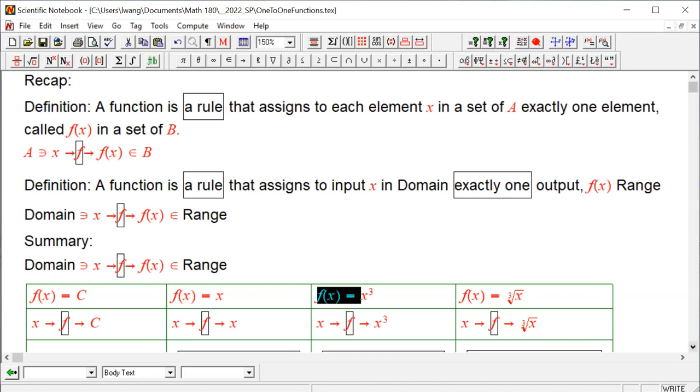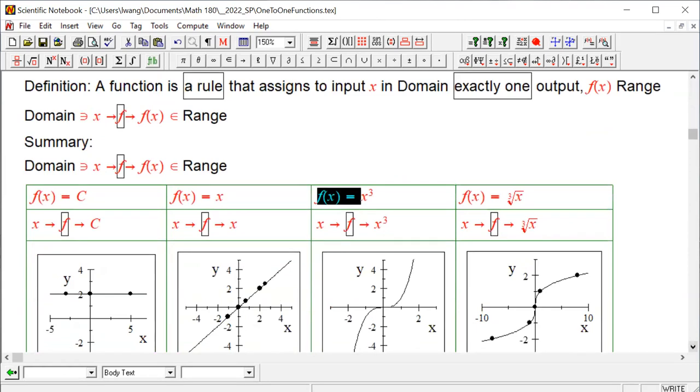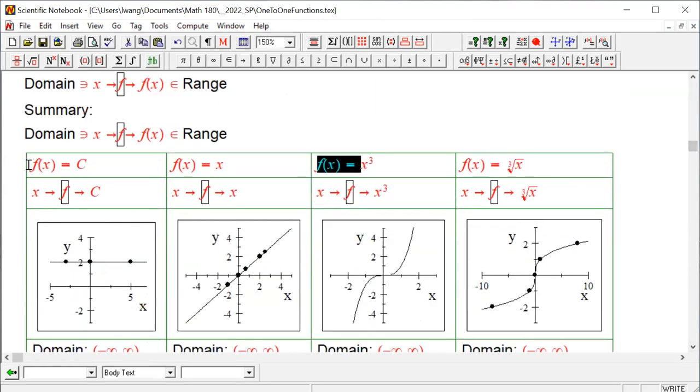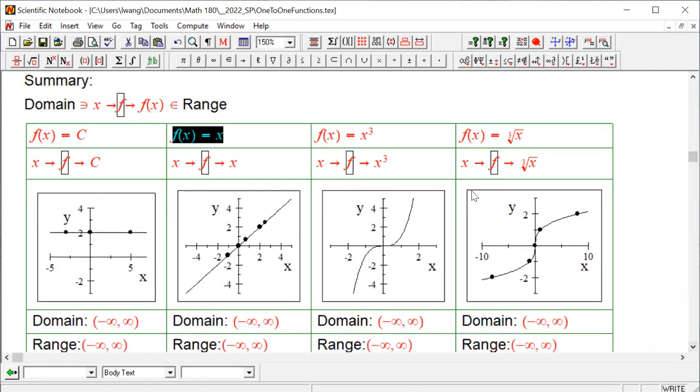Let's recall. If the rule is a constant, then we just have a horizontal line. If the rule is such, that's what we got. You might notice that I have rearranged the functions a little bit.